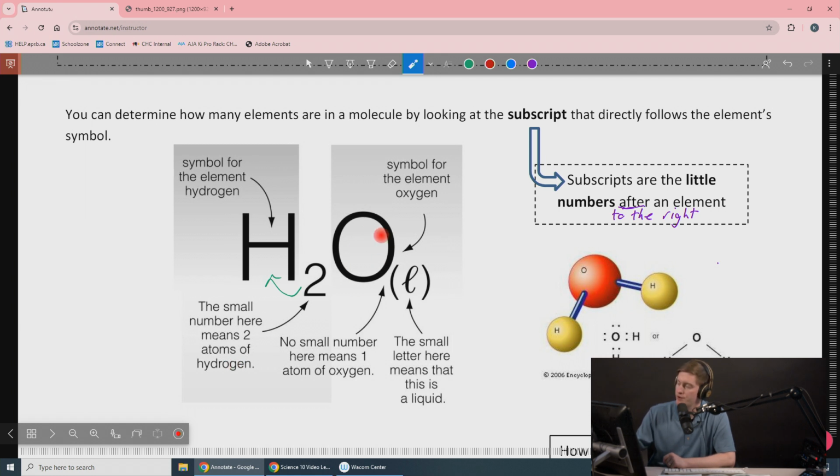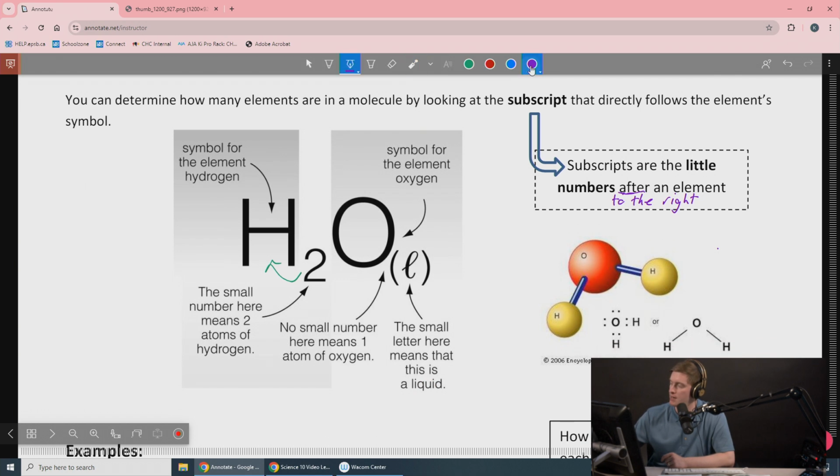This is the symbol for oxygen. If there's no number, it doesn't mean 0, it means 1. So there's no subscript to the right of the oxygen, so it means there is 1 atom of oxygen. We also throw in the state of matter with a letter. So the small letter here means that this is a liquid.